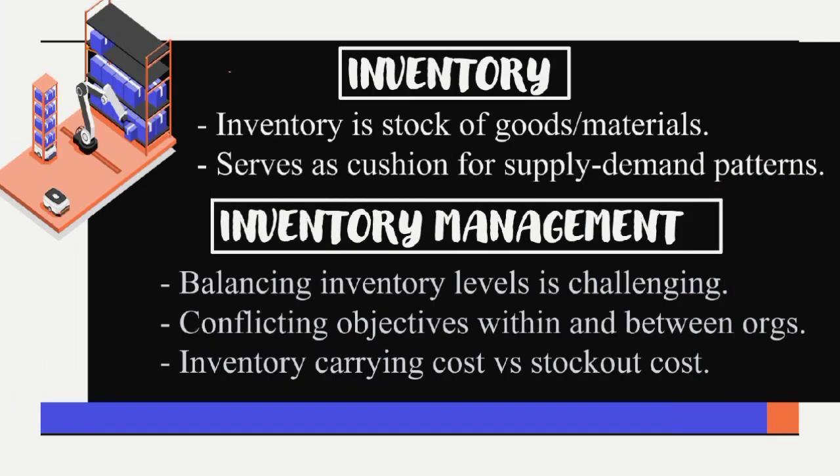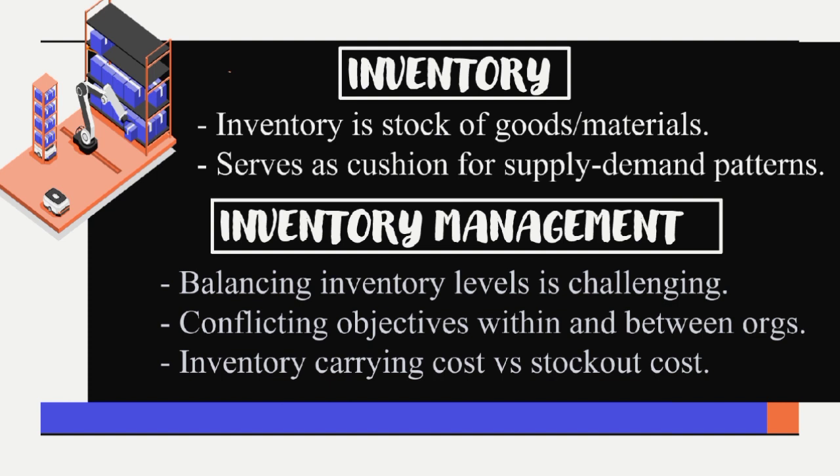Inventory. Inventory is a stock of goods or materials. So when we talk about inventory, we are referring to the stock of goods or materials that a business keeps on hand in order to meet customer demand. Inventory also serves as a cushion for supply-demand patterns. This means that having inventory can help a business handle fluctuations in supply and demand.